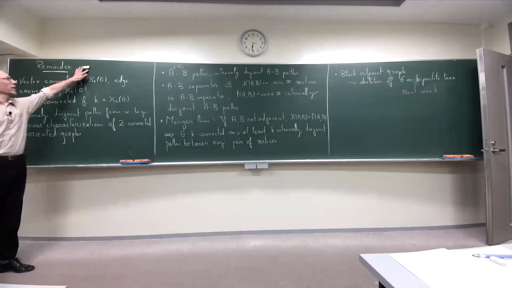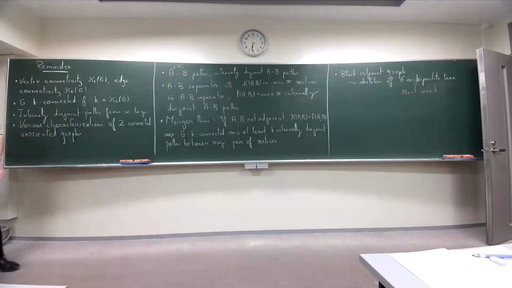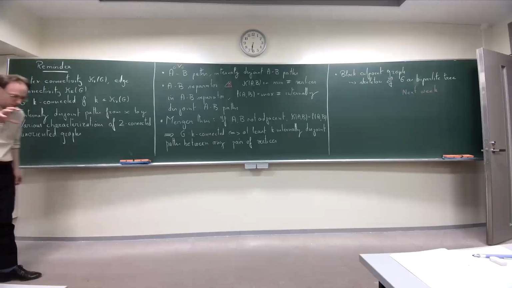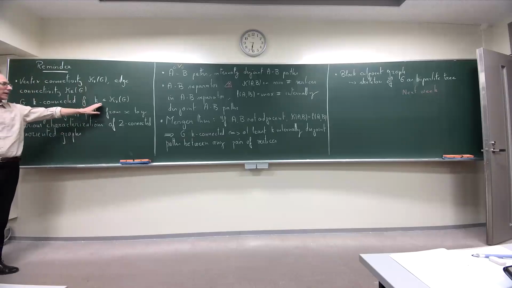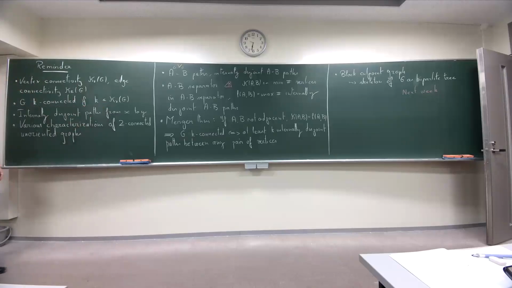All right, let me remind you very quickly what we have done last week, and then today it's more algorithmic, and I think it's quite nice. Last week was a little bit boring. We introduced the notion of vertex connectivity and edge connectivity. Given a graph, it is the number of edges or vertices that you have to remove in order to disconnect your graph. And we say that G is k-connected if k, an integer, is smaller than the vertex connectivity.